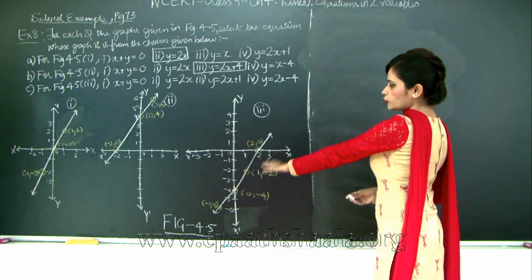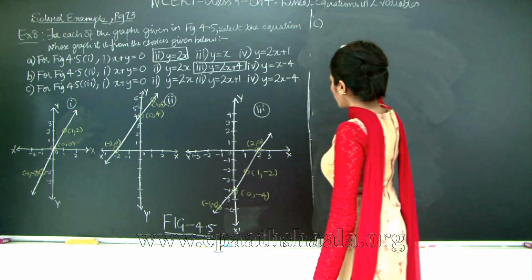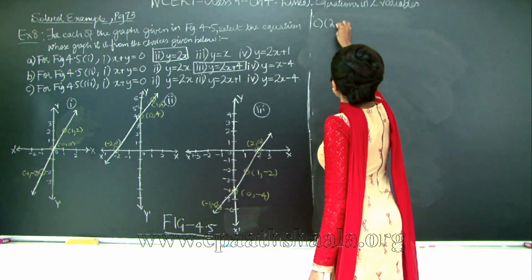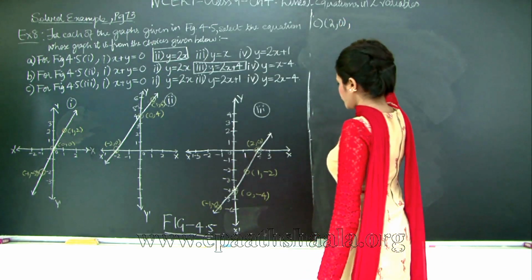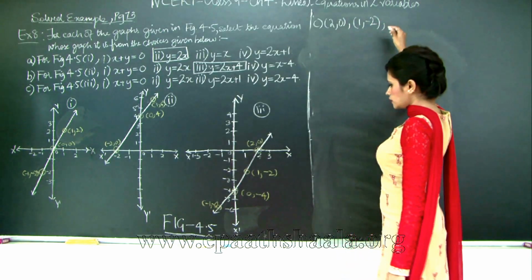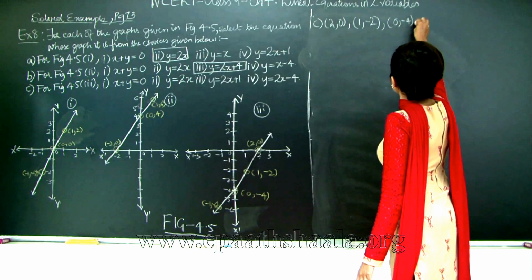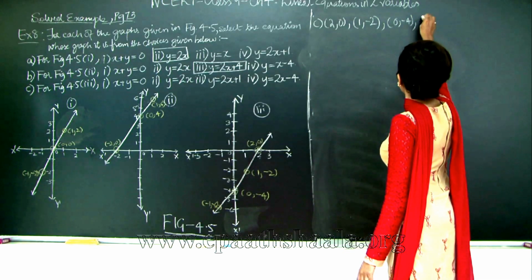So for my third one, I am going to write down my coordinates like I did in the previous two. My coordinates are (2, 0), (1, -2), (0, -4), and (-1, -6).